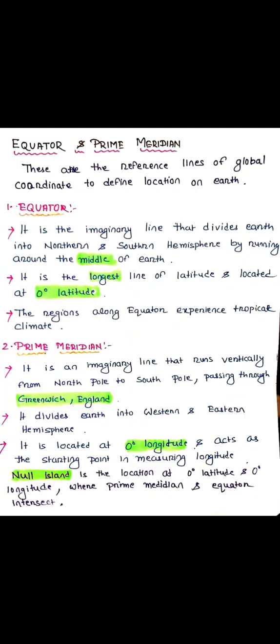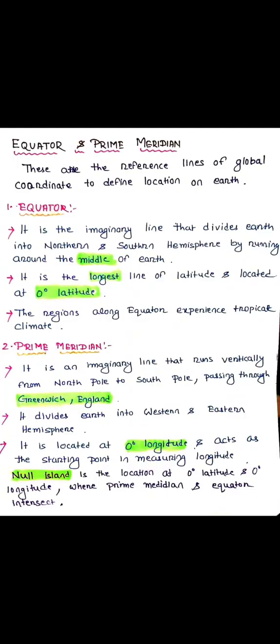And the regions along the equator, that is the middle of the earth, experience a tropical type of climate. Why? Because it is more exposed to the sun. It gets the maximum sunlight. That's why the climate along the equator is the tropical climate.